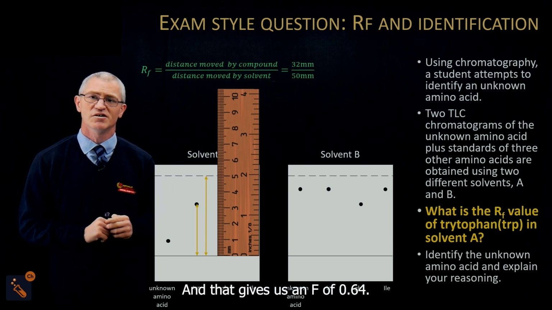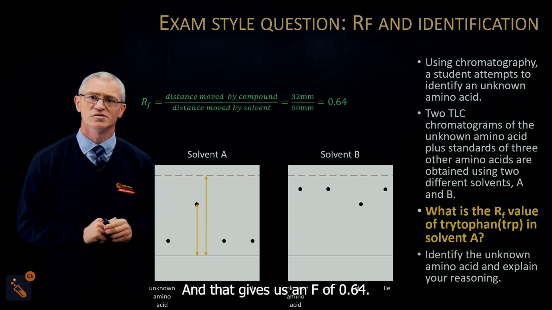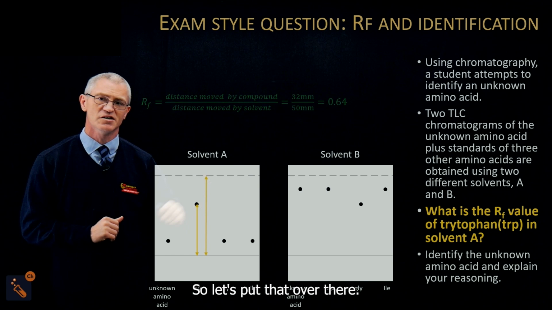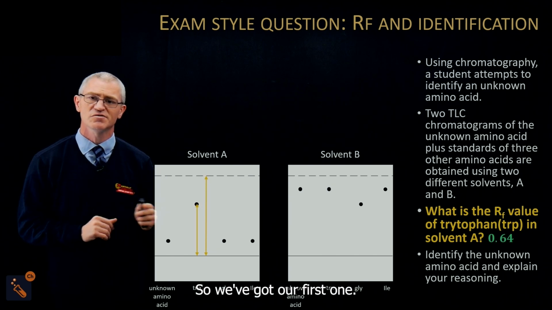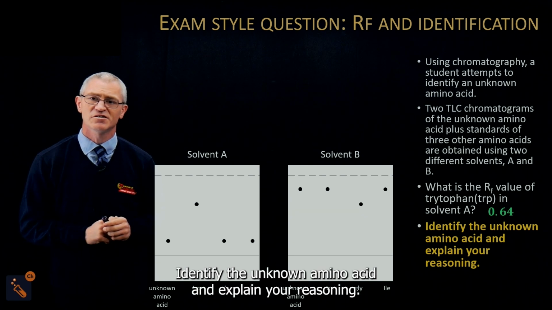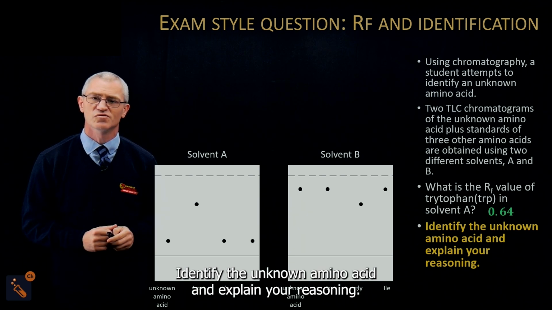And that gives us an RF of 0.64. And that's our answer to our first question. So let's put that over there. So we've got our first one. Let's move to our second part of the question. Identify the unknown amino acid and explain your reasoning.